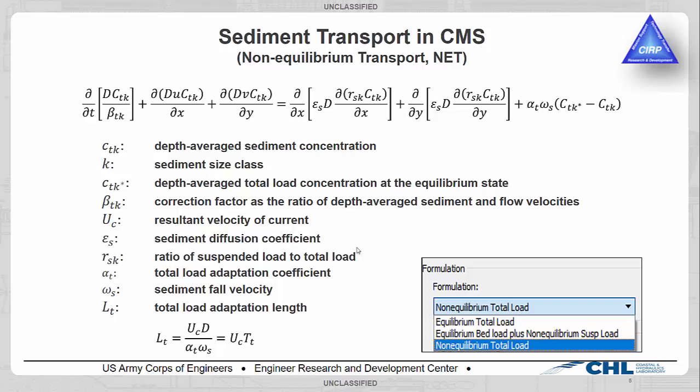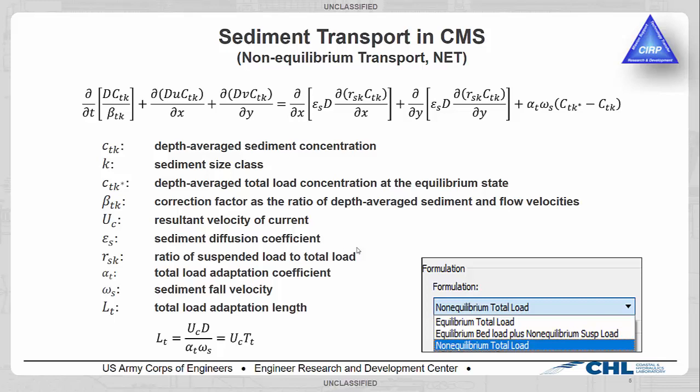You can see here it is controlled by CTK star. CTK star is the equilibrium concentration, so it is the sediment capacity. And the right-hand side, of course, is like a forcing term. So we call this the sediment transport model in CMS.